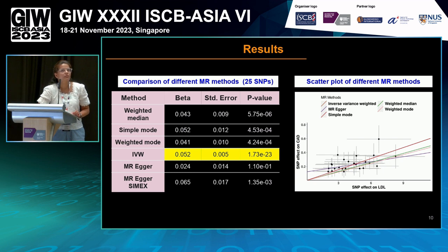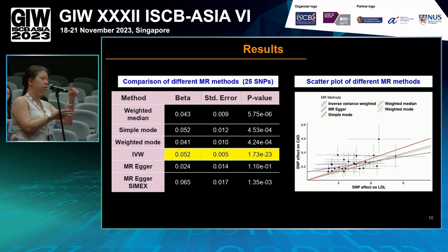Okay, so you mean that the main difference between your method and other methods is when you're excluding SNPs that may have a pleiotropy effect with others, right? Right, right. Okay, thank you.